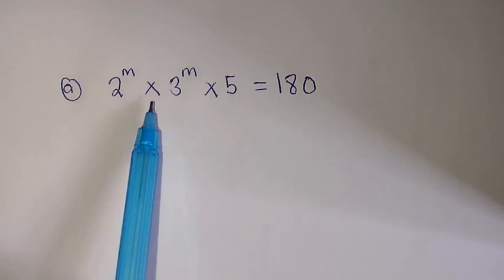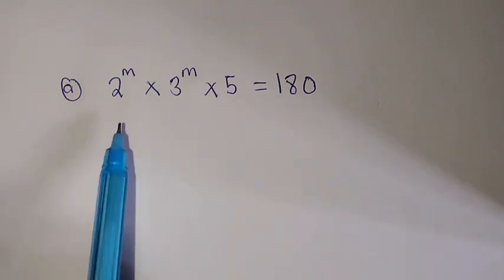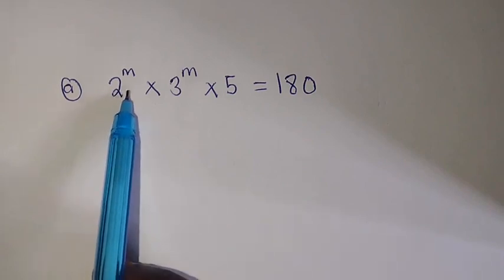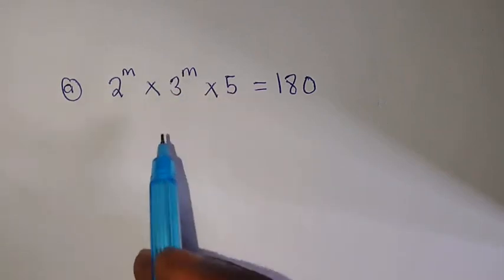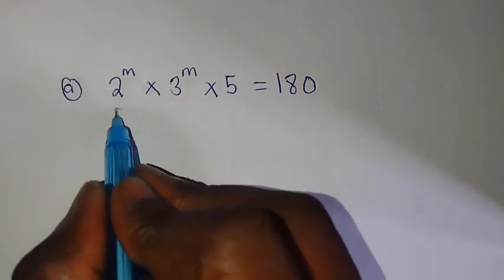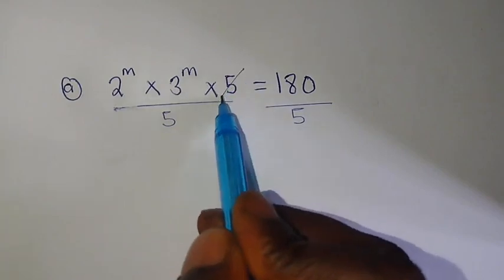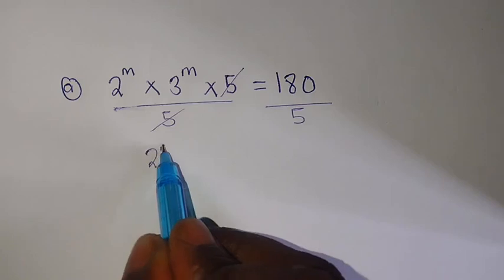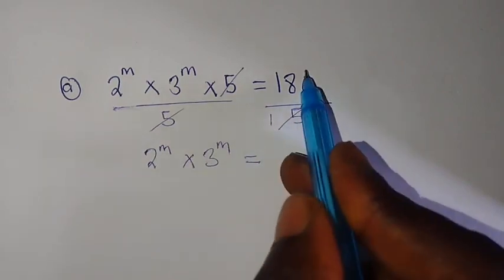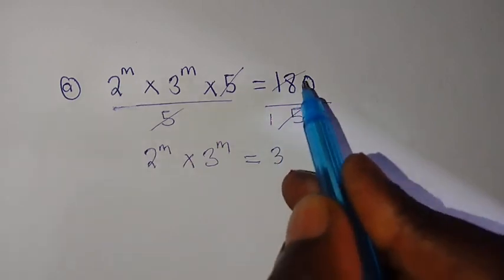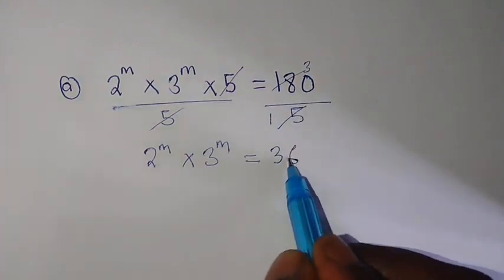So to solve 2 power m times 3 power m times 5 is equal to 180. First thing, we can observe that this 2 is written in index form with a base, with the power of m. Even this one, the power of m. Then we have a 5 right here. So first thing, we are going to divide both sides of the equation by 5, so that this 5 and this 5 cancel. You're going to remain with 2 power m times 3 power m equal to 180 divided by 5. 5 into 18 is 3, remainder 3. So 3 and the 0 becomes 30, 5 into 30 is a 6, so 36.